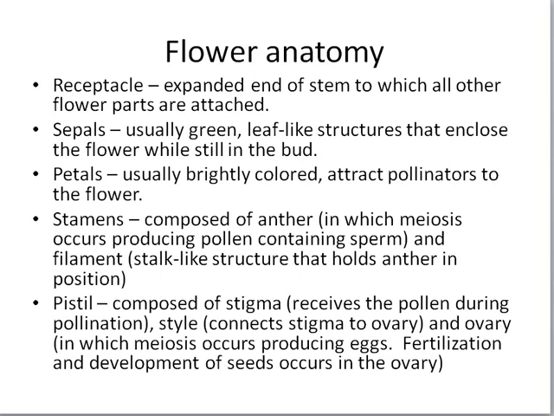When a flower is successfully pollinated, the pollen must be deposited on the stigma of the pistil. The pollen then grows down through the style and into the ovary. Meiosis occurs in the ovary, producing eggs. It's here in the ovary that the sperm unites with the egg.